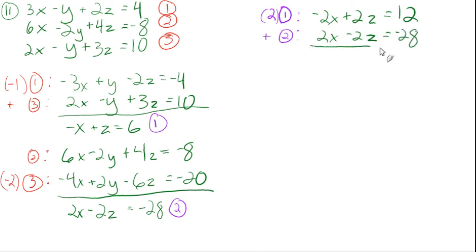All right. Negative 2x plus 2x, 0x. 2z minus 2z, 0z. So on this side we have nothing. We have 0. On this side we have 12 minus 28. And this is negative 12, negative 18. No, negative 16.